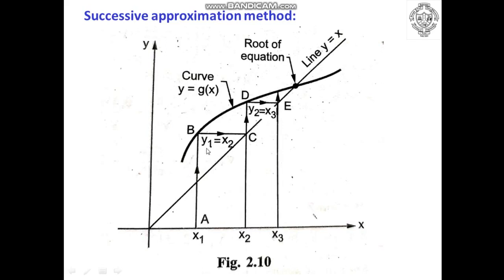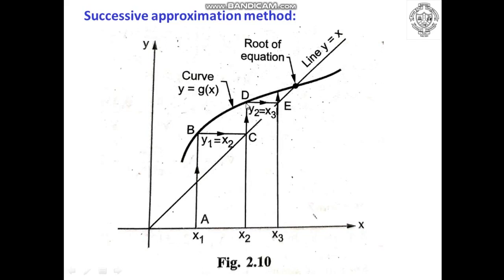That means y1 will give you the next value of the approximated root, that is x2. Now I know the value of x2. I can find out the value of y2 by putting x2 in the equation y is equal to g of x. Hence I get the function g of x2, that is nothing but y2.